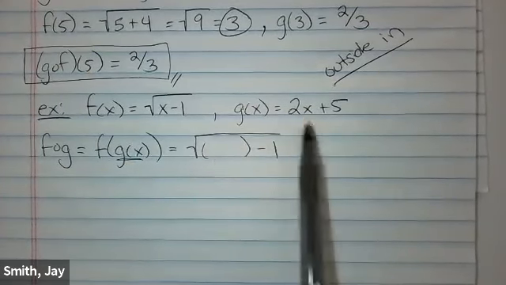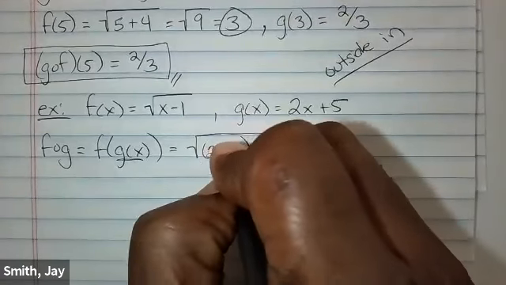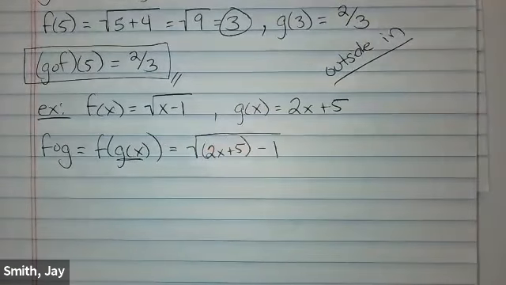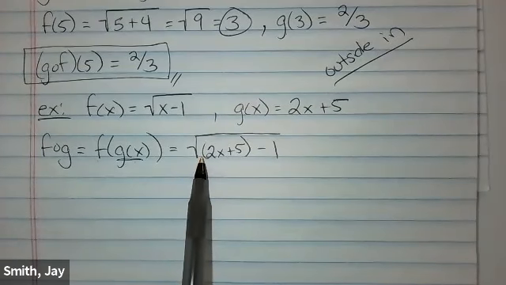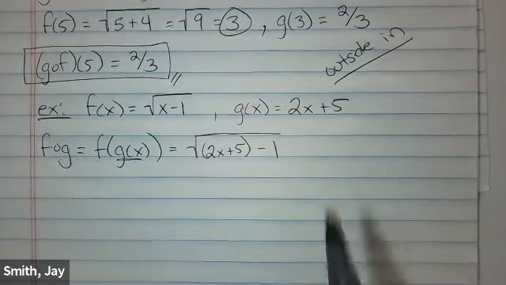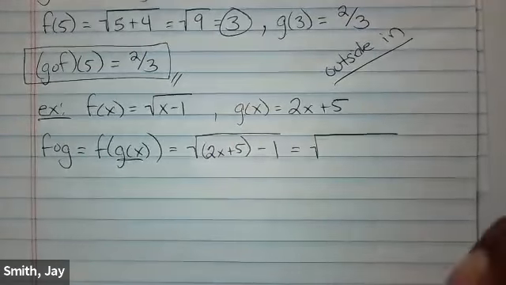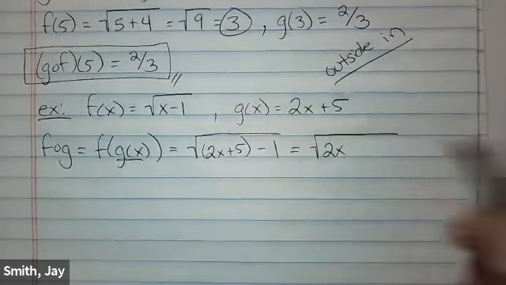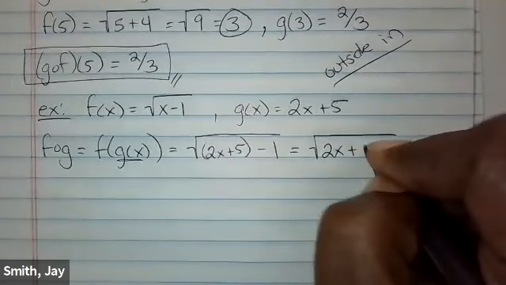Here, we know g of x is 2x plus 5, so that's what goes inside the parentheses. So f of g of x is the square root of 2x plus 5 minus 1. Remember, it's an understood positive 1 in front of this parentheses, so essentially, we can drop it off and combine our like terms. So f of g of x ends up being the square root of 2x plus 5 minus 1, which gives me a positive 4.